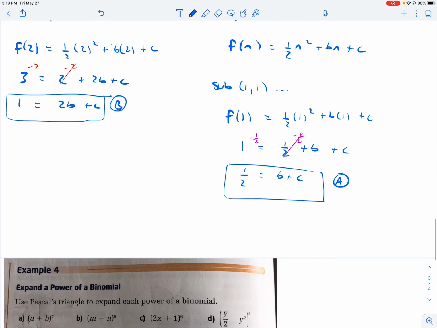So what we can do is just maybe do substitution. We could also do elimination. We're just trying to solve for our variables b and c. Once we get b and c, we'll plug them into here and here, and that'll give us our explicit formula. So this is really easy. Why don't we isolate for c in part A?